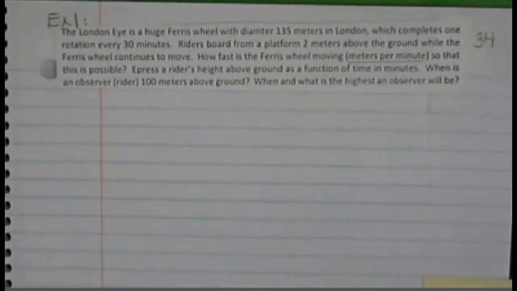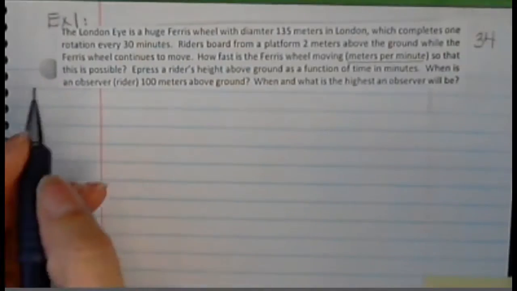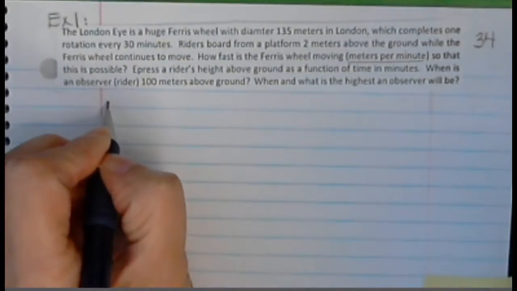These are the notes for page 34. We're going to start off with example number 1 about the London Eye. It says that the London Eye is a huge Ferris wheel with a diameter of 135 meters, which completes one rotation every 30 minutes. So from just that information, we can talk about frequency, about how fast it is going.